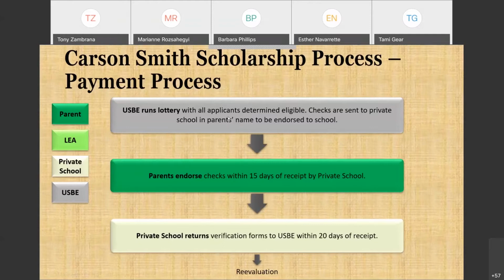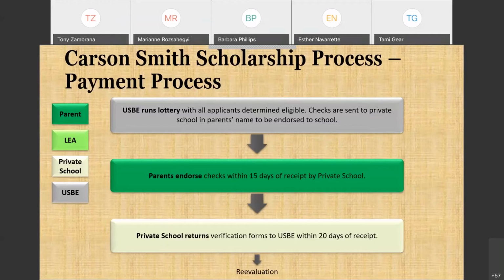Thanks, Esther, for that. Okay, so then the next part of the process is what we do at the Board of Education. We run the lottery. So this is the payment process that we're going into now. We will run the lottery, which is quarterly, with all applicants that are determined eligible. Checks are sent to the private schools in the parent's name to be endorsed to the school.